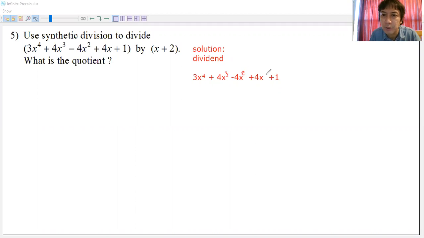Okay, it's understood this is 1, and of course this is x to the 0, like that. Although you can do that in Unicode. All right, so this is our dividend.